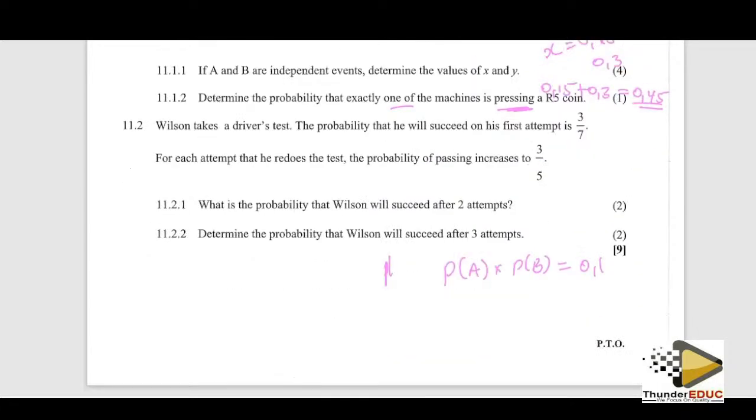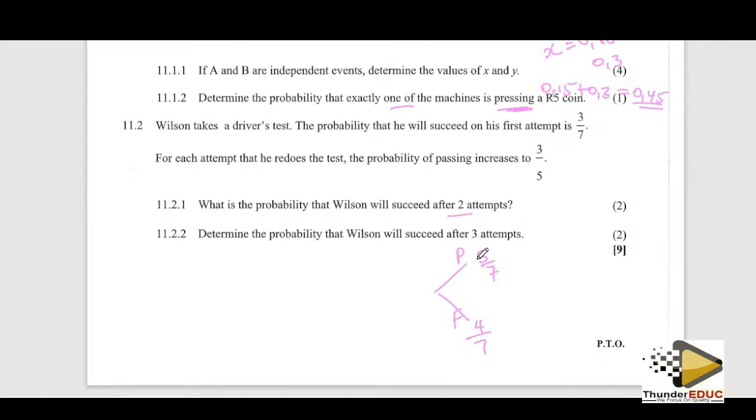They're telling us that Wilson takes a driver's test. The probability that he will succeed on his first attempt is 3/7. If I try to use a tree diagram, this is 3/7 and this is going to be 4/7, because remember, we must end up with 1. So this is a pass, that's a fail. And then they're asking us for the probability that he will succeed after 2 attempts.